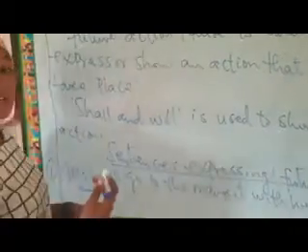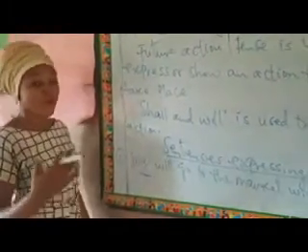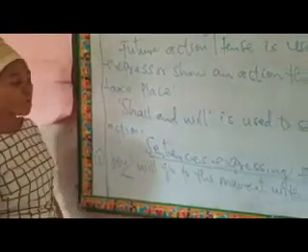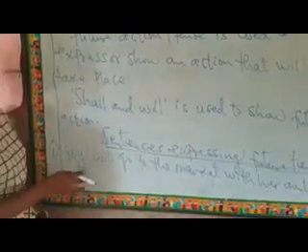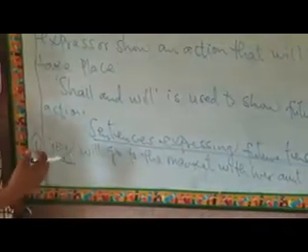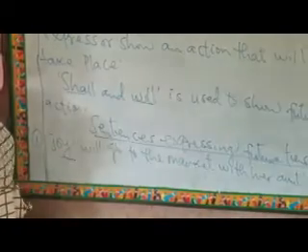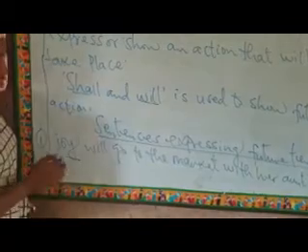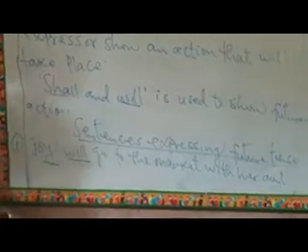Now, remember in English, we have different types of tenses. We have the future tense, we have the continuous tense, we have the perfect tense, we have the present perfect tense. But today our main focus here is future tense. Now, how do you know that this sentence here is talking about future tense? Remember I said shall and will are used to show future tense. Joy will go to the market with her aunt.